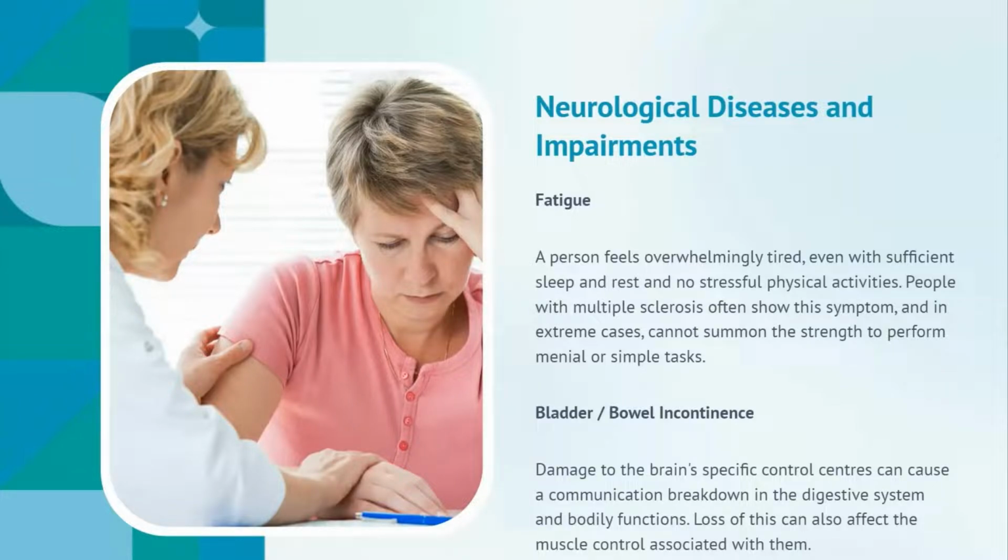Bladder or bowel incontinence. Damage to the brain's specific control centers can cause a communication breakdown in the digestive system and bodily functions. Loss of this can also affect the muscle control associated with them.